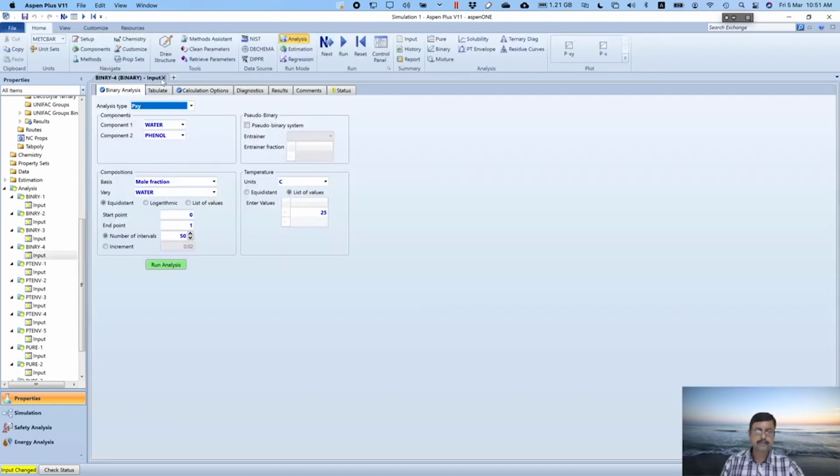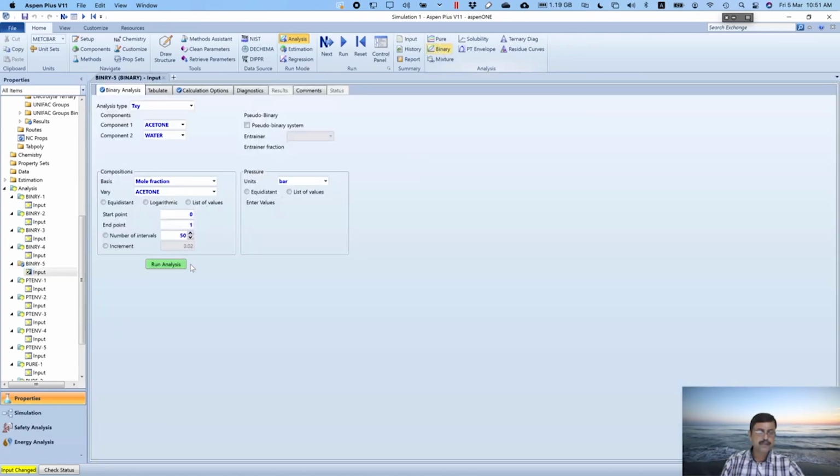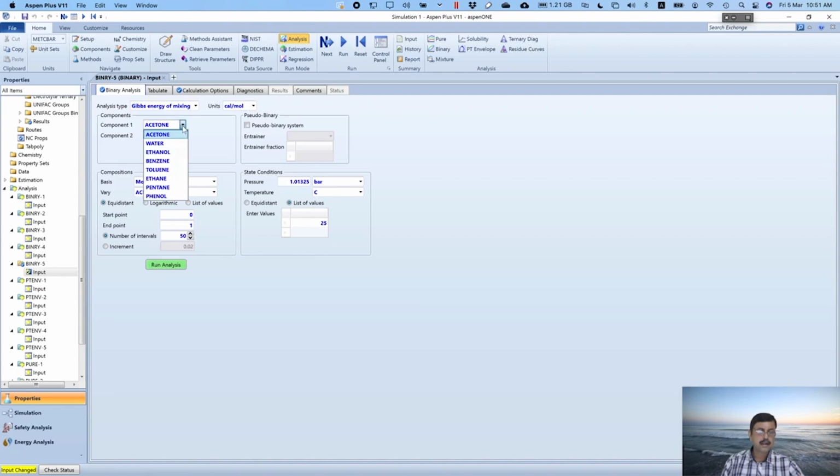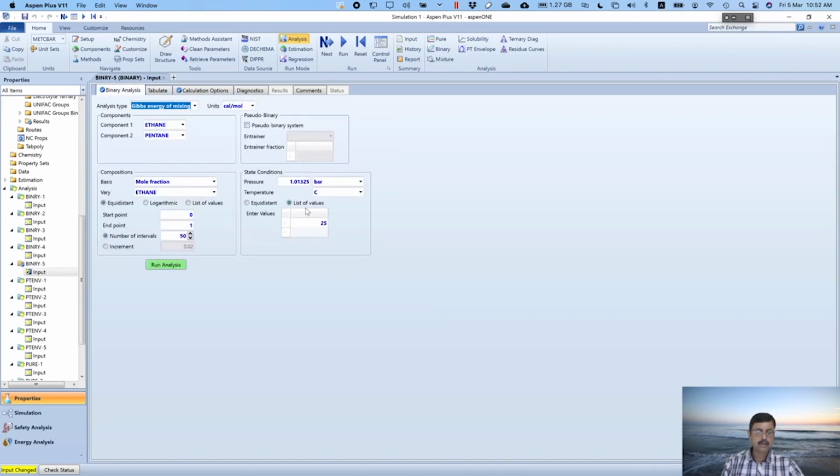So here, bring in binary, bring in Gibbs energy of mixing, ethane, pentane, calculation option UNIFAC, at 1 bar pressure, temperature is 25 degrees centigrade. So run the analysis.